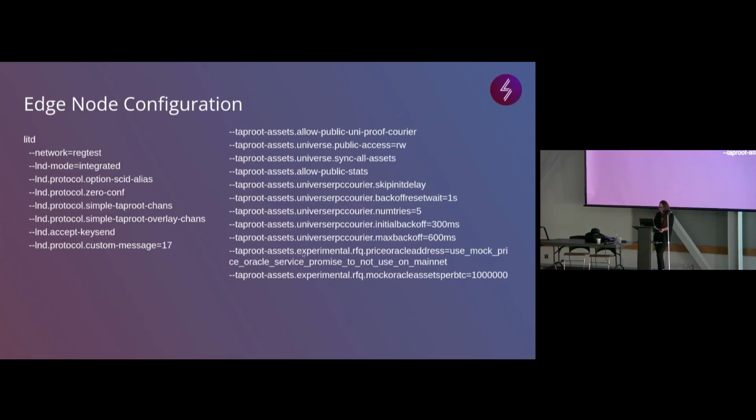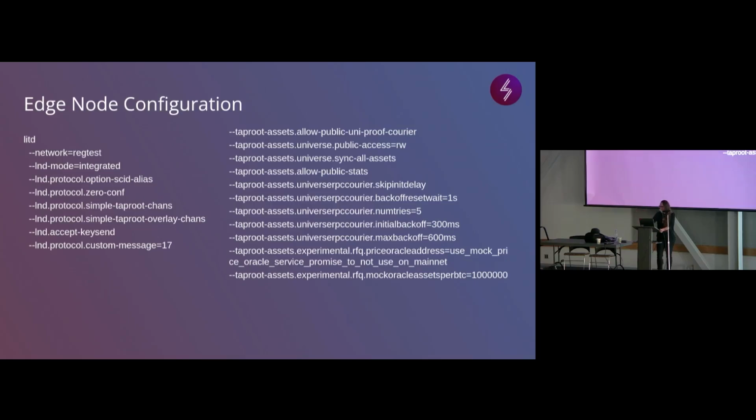So what Polar is doing here is just sort of a mock RFQ process, right? Not a very sophisticated one. We have this really fun setting here: Taproot Assets, experimental RFQ price oracle, and then you have to add use mock price oracle service, promise not to use on mainnets, right? You have to add that to your settings, because if you do this on mainnets, you're gonna get wrecked, right? Don't do that. But this is very handy when you're just experimenting with this stuff on Polar or on some of your testnets.